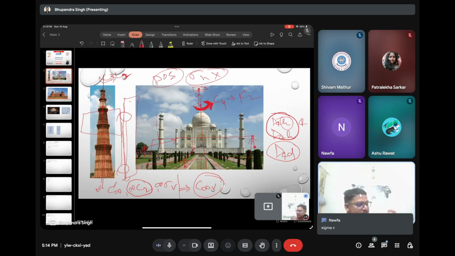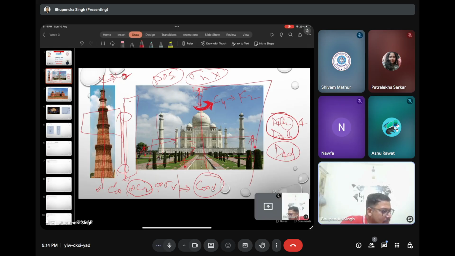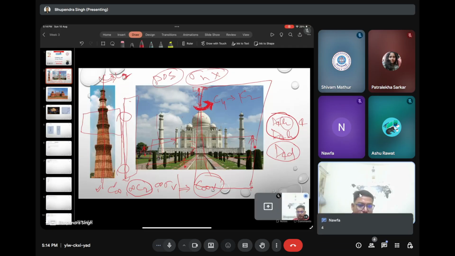Sigma v, yes, sigma v is present. So sigma v is like this. So how many sigma v's are present here? Four, yes. Four sigma v's are present. So Taj Mahal like this, 1, 2.